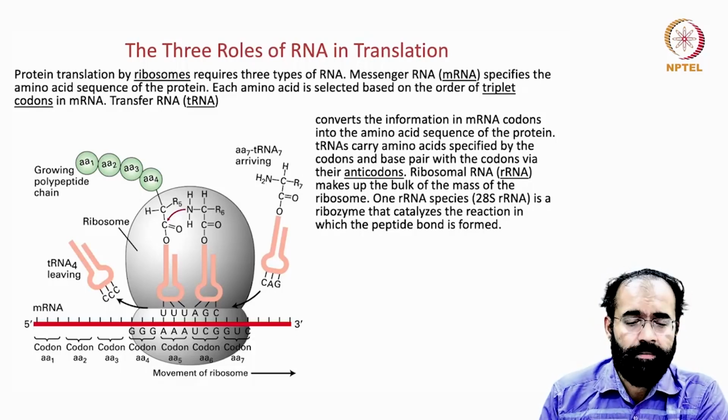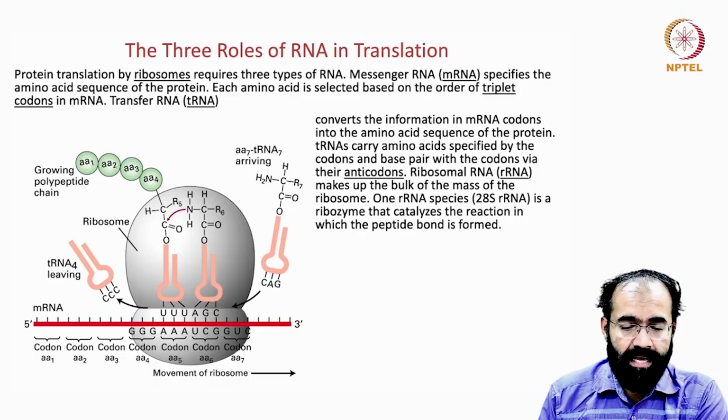You can see here, this red color one is the mRNA, and it has got codon 1, codon 2, codon 3, codon 4, codon 5, codon 6, codon 7.